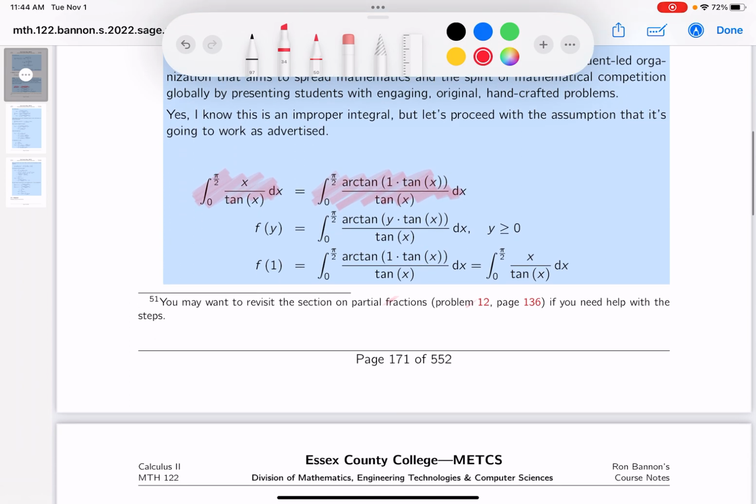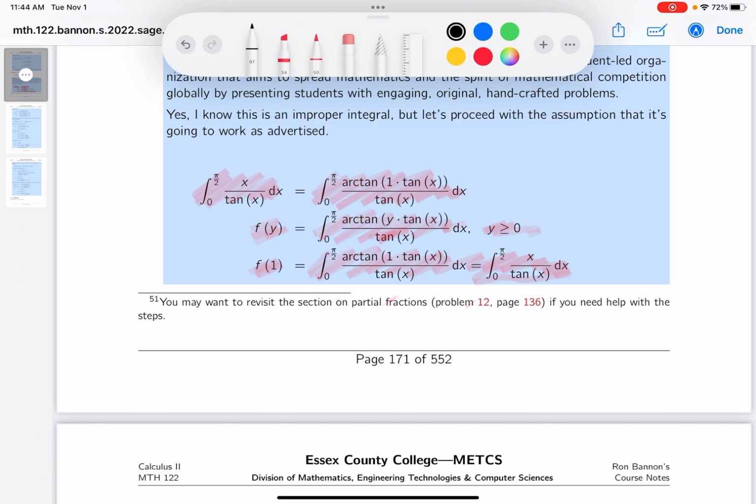The next thing I did was I said, well, let's define a function then. So the function I'm defining over here is f of y, and I write this over here. It looks very similar to what's above it, by the way. And I'm saying y is greater than 0. And I say, what would f of 1 look like? f of 1 would look like this over here. It all stands to reason, by the way.